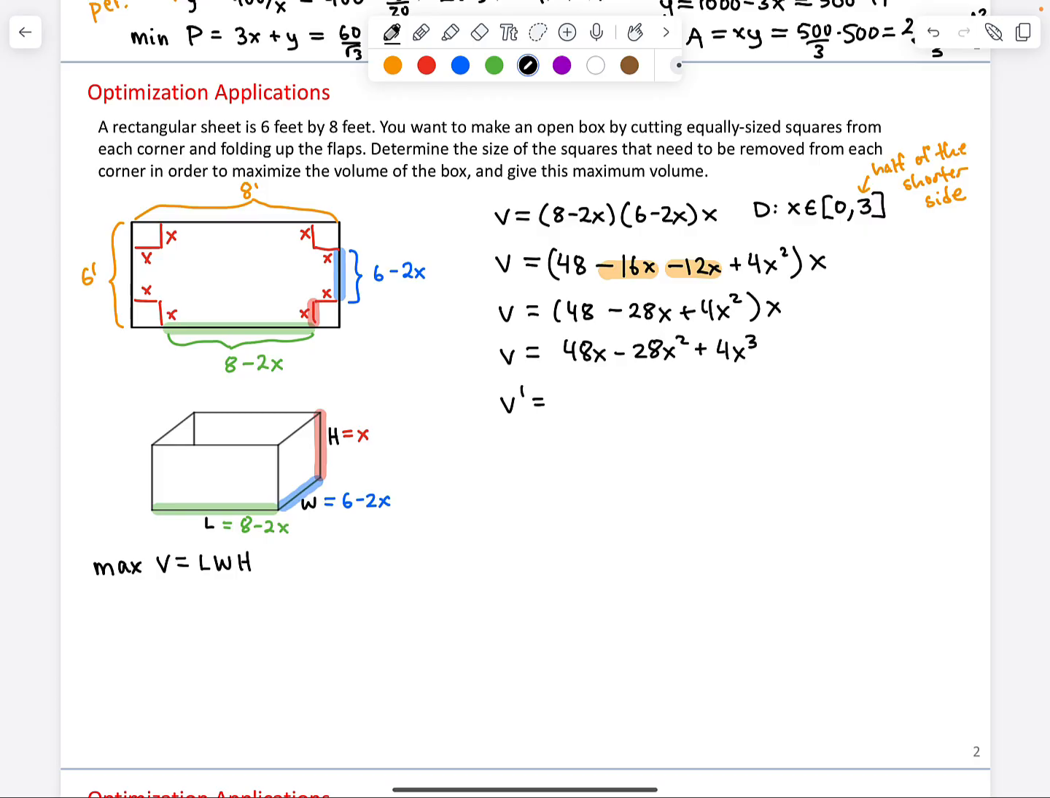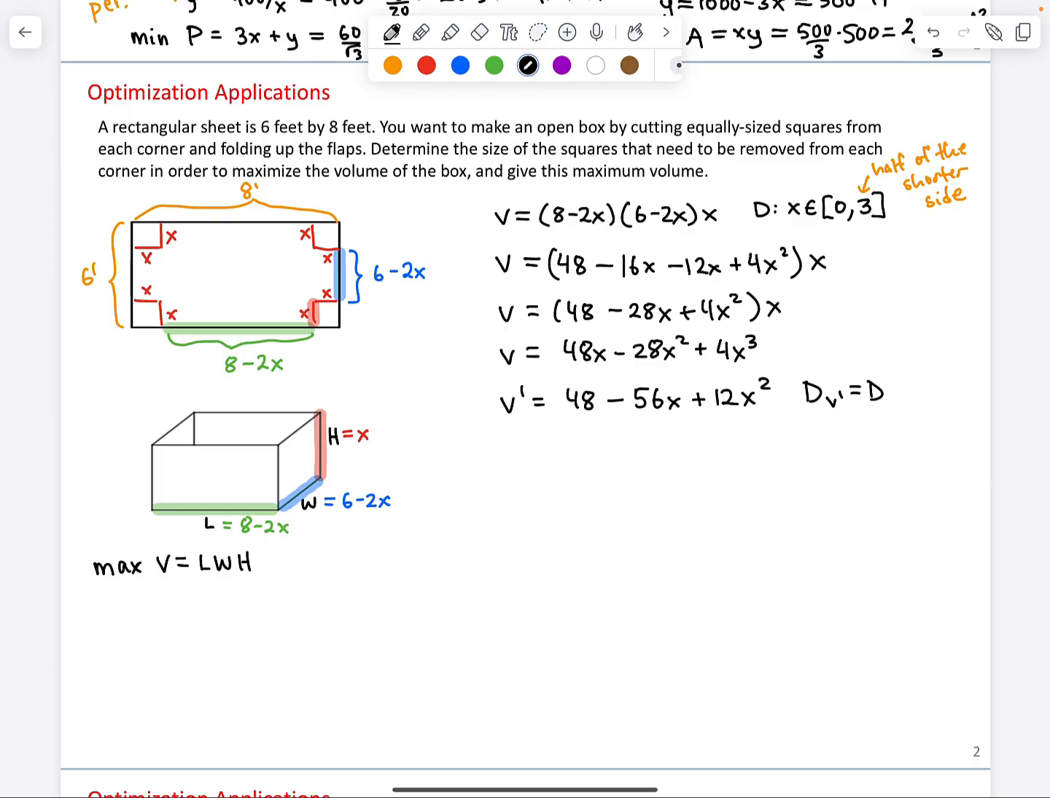V prime will be 48 minus 56x plus 12x squared. The domain of this derivative will be the same as the domain of the original, because there are no values of x in the original domain that cannot be plugged into this derivative. So there are no type 2 critical numbers. So we must now try to find the type 1 critical numbers by setting the derivative equal to 0.